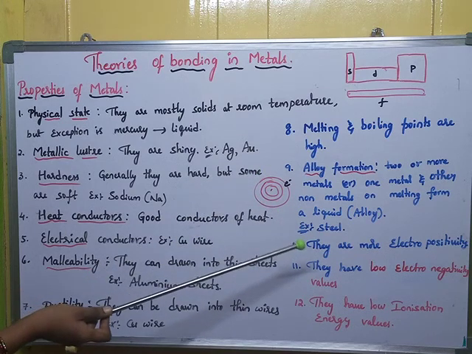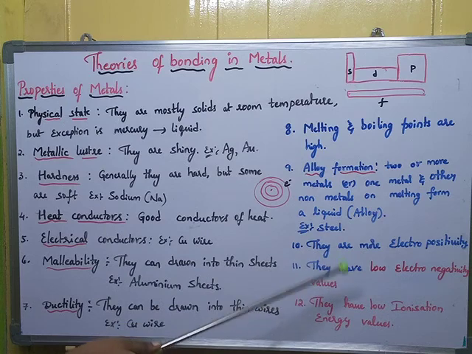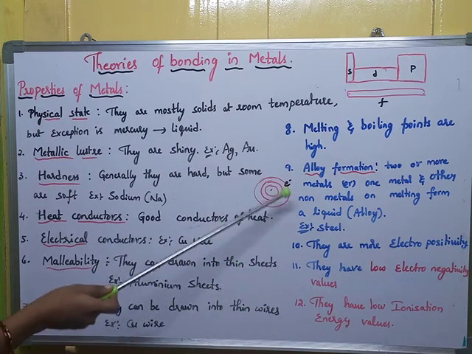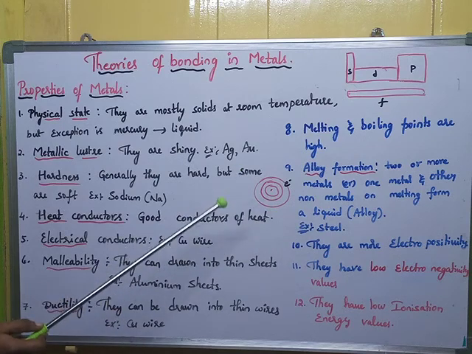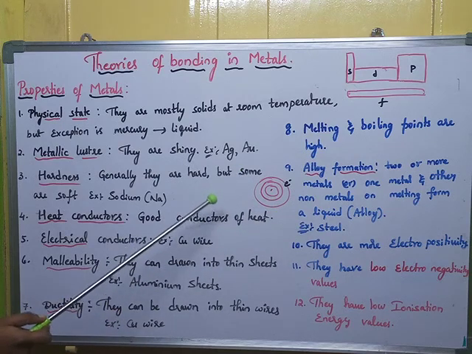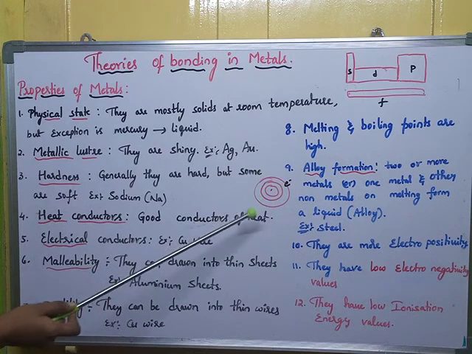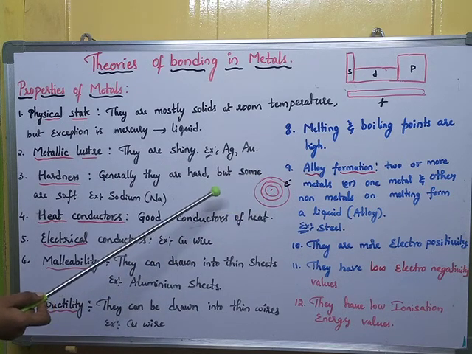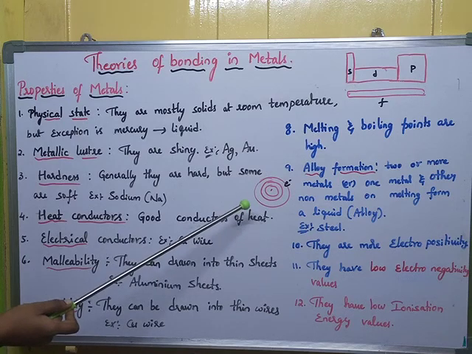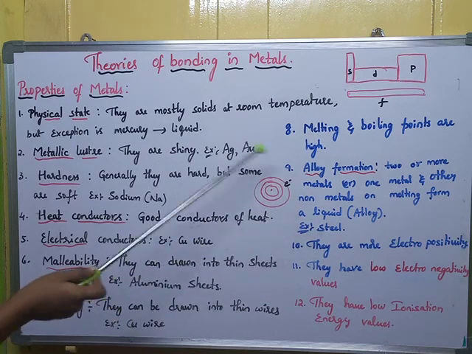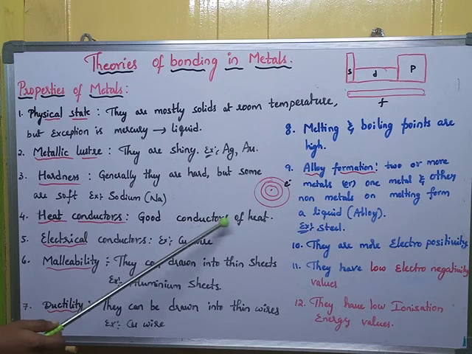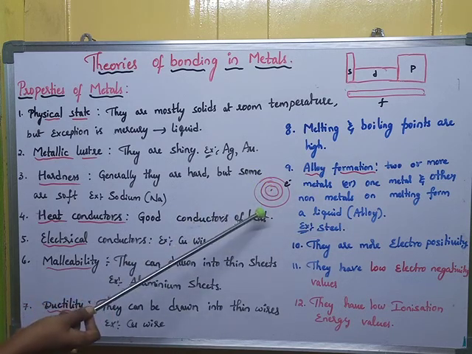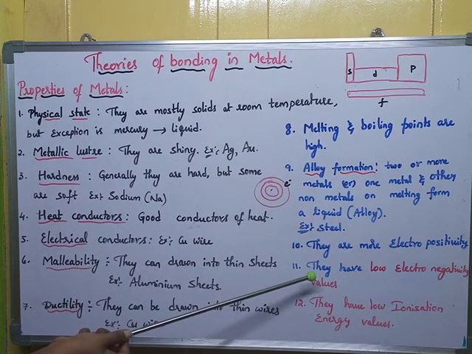Next, coming to the next property, they have a low electronegativity. What is meant by electronegativity? It is the ability of an element to attract the shared pair of electrons towards itself. When an element has a smaller size, it has more nuclear attraction and can attract the electrons towards itself. But here the size is large, so it can't attract the electrons easily. So they have low electronegativity values.